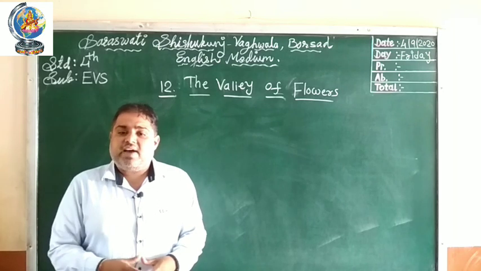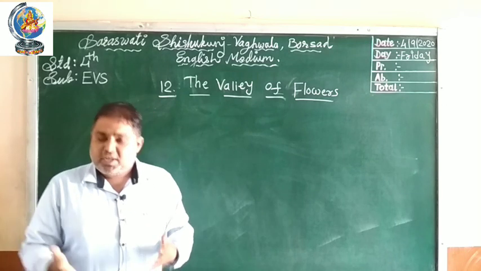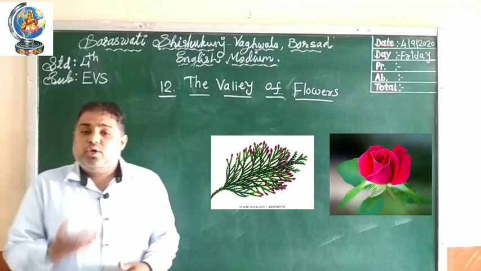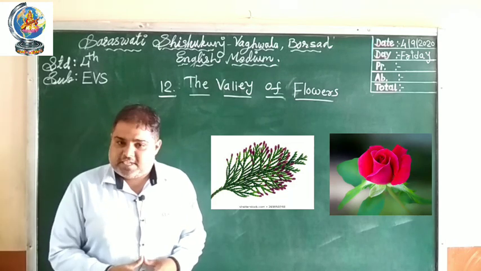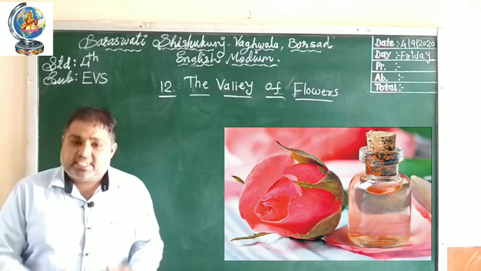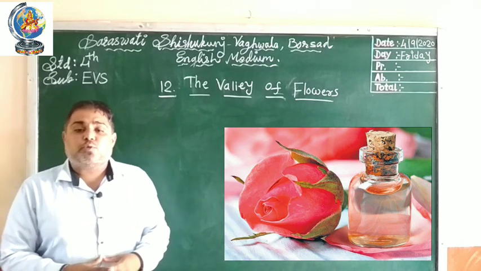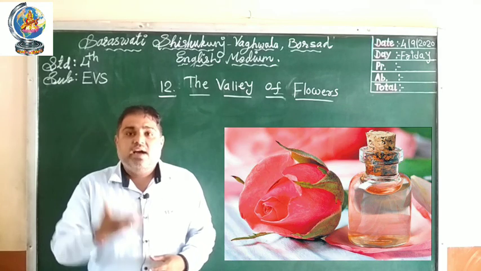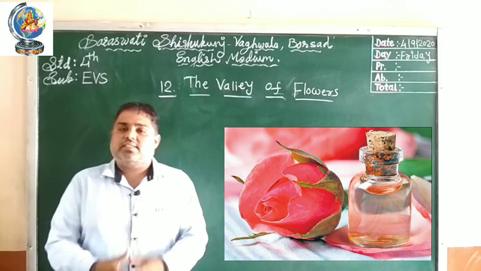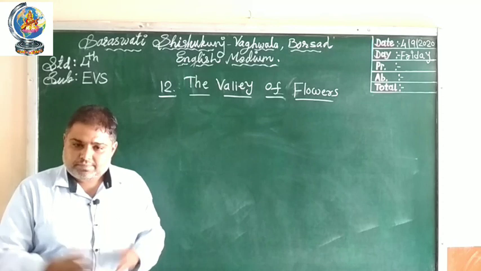Then students, some flowers are also used in medicines. For example, kedar and rose flowers are used for making medicines. You know that rose water is used as a medicine for the eyes and skin, and also used to mix with sweets and lassis. So this is the use of rose water. So this is how some flowers are even used in medicines.